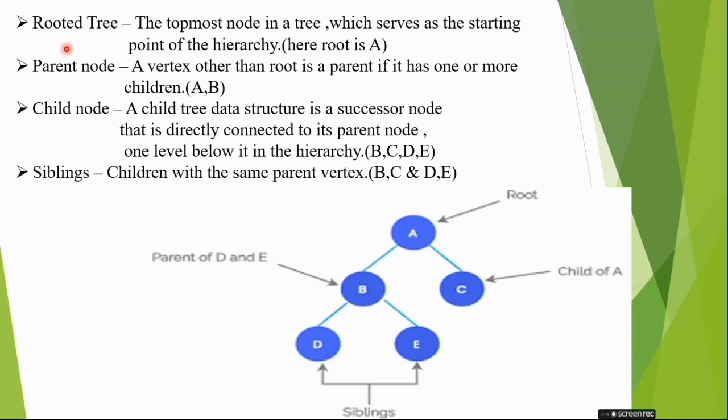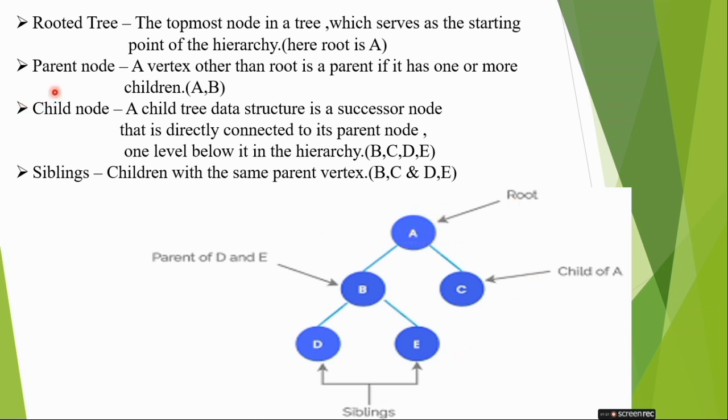Now there are some basic terminologies of tree, such as rooted tree. Now what is a rooted tree? The topmost node in a tree, which serves as the starting point of the hierarchy. Means in any kind of tree structure, whichever is the topmost node, that is called the root node. In this hierarchy here, A is the root node.